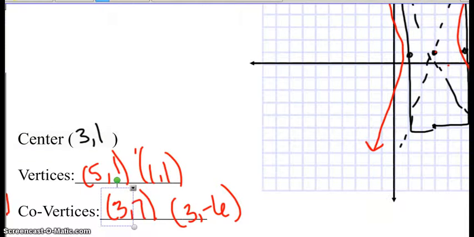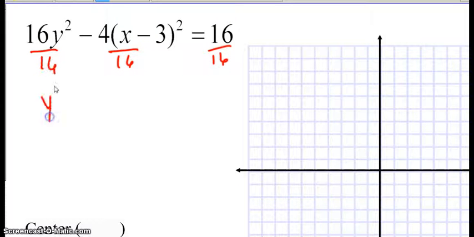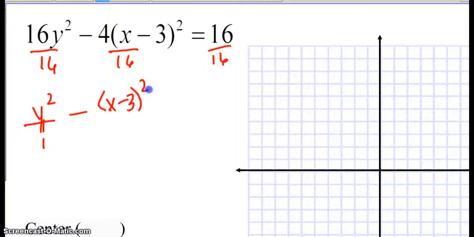Pause the video. Try the last one by yourself. Or is this the last? Okay. So just remember, we're going to divide by 16. We're still going to have a shift change. Our center. Oh, never mind. I do want to do this one with you real quick. So divide by 16, divide by 16, divide by 16: y squared over 1 if you want, minus x minus 3 squared over 4 equals 1.